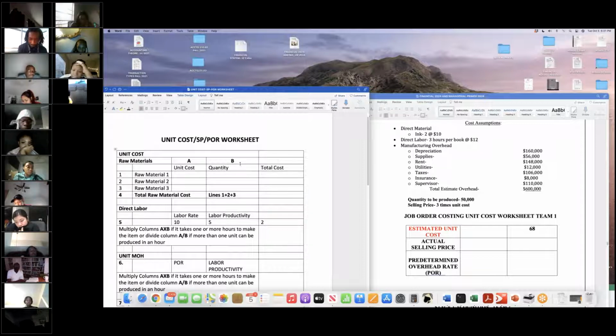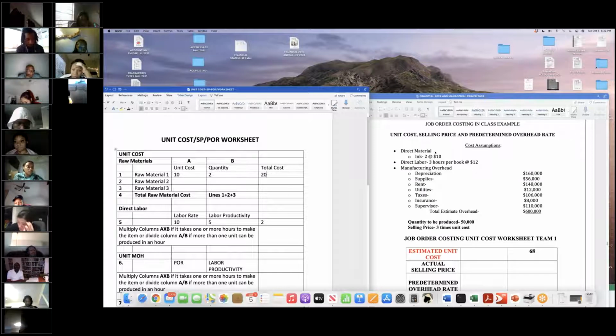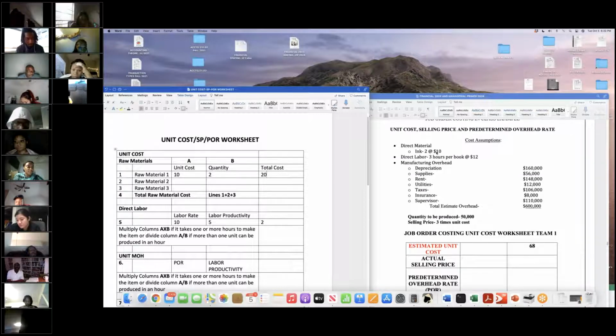So in this problem, the ink was 2 at 10, right? So the raw materials is 10. Takes 2 ink cartridges, so the quantity is 20. I got 68 as well. The labor, what, 3 hours per book? Oh, we just had one, right? We didn't put the paper in to make it simple.